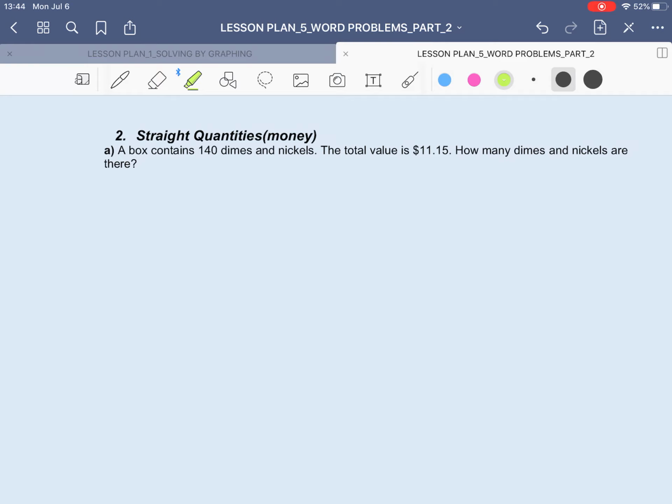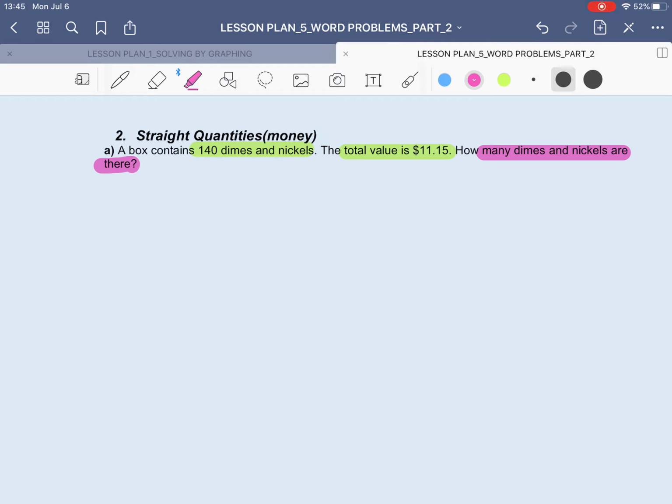So I read the problem, and all I got here is that it is a problem about money, okay? And then I'm going to read it for the second time, and I will pay more attention to the question now. So it does have 140 dimes and nickels. That's the number of coins. And then the total value is $11.15. So we're given the value of the coins. And the question is asking how many dimes and nickels are there.